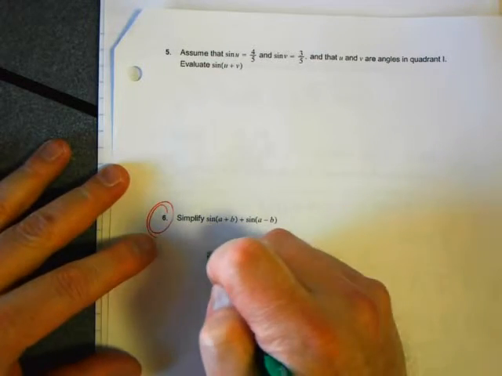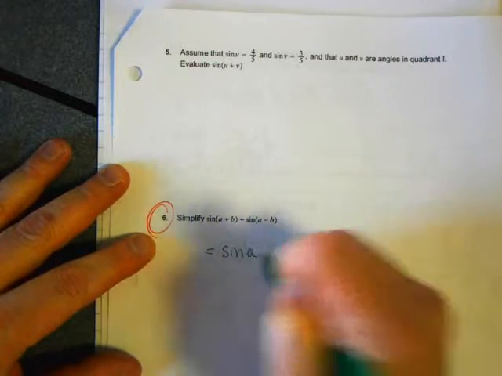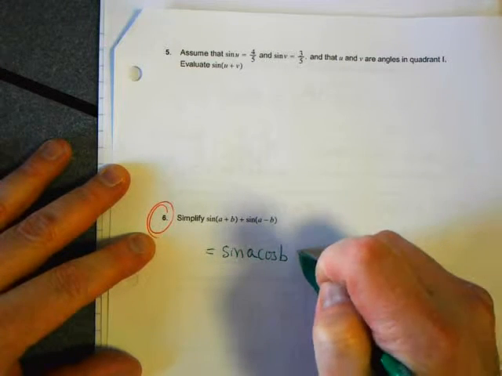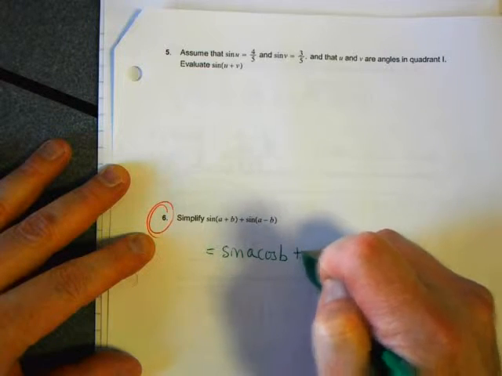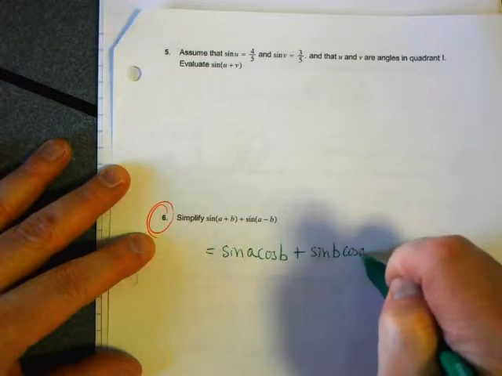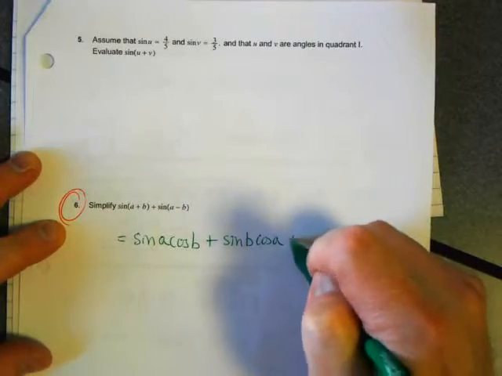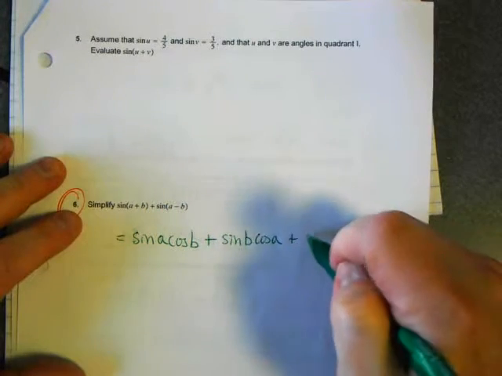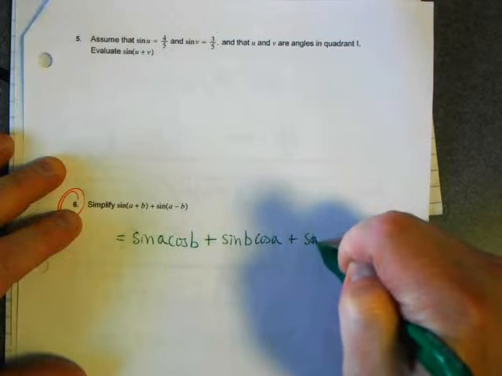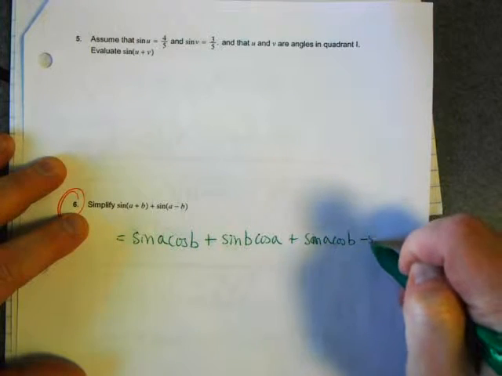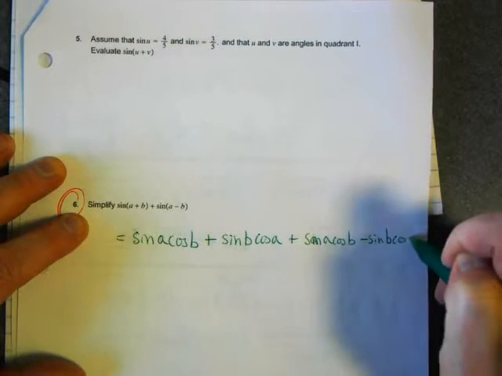So according to that formula, sine of a plus b is sine a cosine b plus sine b cosine a. So that's the first one. And then I do the same thing with the second one. The second one's going to be sine a cosine b minus sine b cosine a.